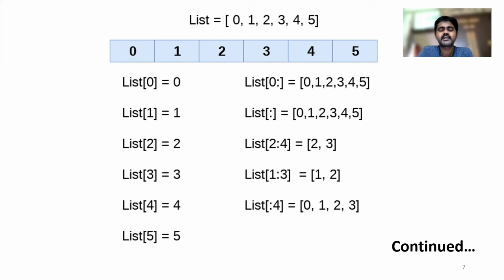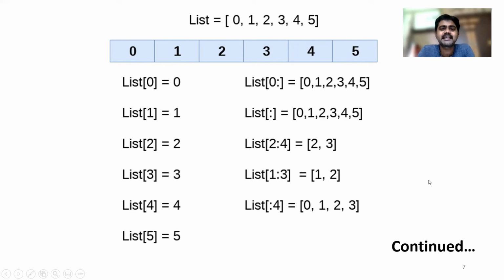Why? Because 4 is not included. So we'll get 2, 3. Okay, so the second index is 2 and the third index is 3. And 1 is to 3. My start is 1 and stop is 3. That means we'll get the first and second index, so we'll get the 1 and 2 elements. So these are all sub lists. Okay, so this is the main list and these are all sub lists.